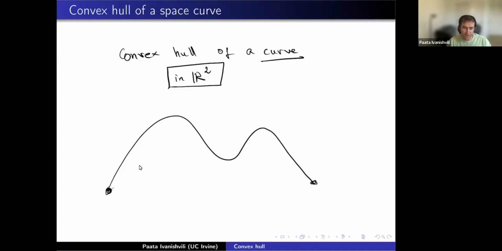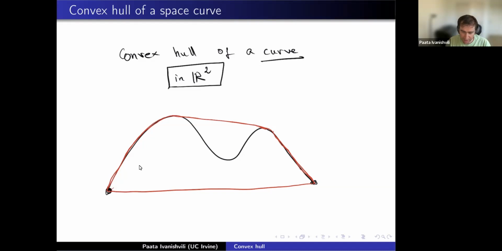Here is one example. In the plane, if you take a curve, let's say it's a graph of a function, then we know what the convex hull is. It's just what I drew in the picture, this red line. You easily understand that's the boundary of the convex hull, and everything inside is points of the convex hull.